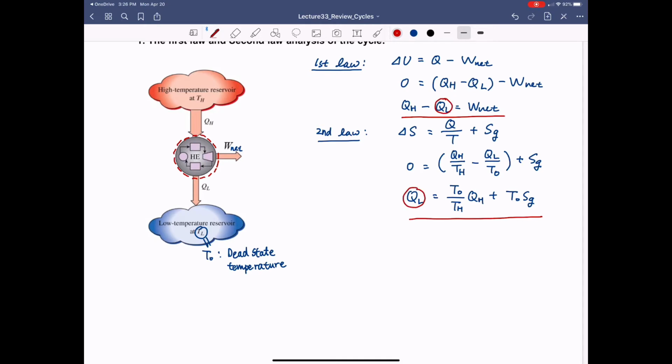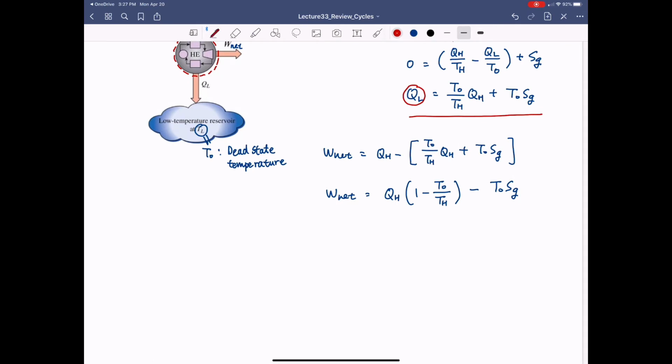So what I can do is insert the second law of thermodynamics equation in the position of QL in the first law of thermodynamics. And what I have is W net is QH minus T naught over TH times QH plus T naught SG. Then what I can rearrange is QH times 1 minus T naught over TH, minus T naught SG.